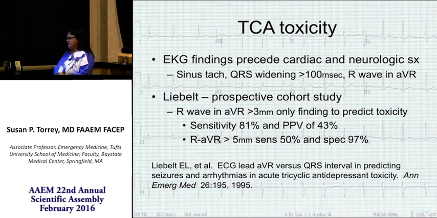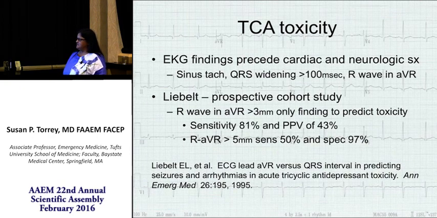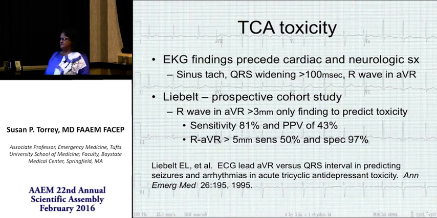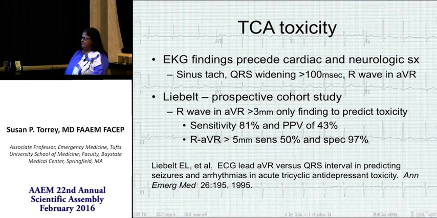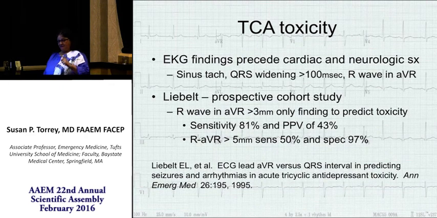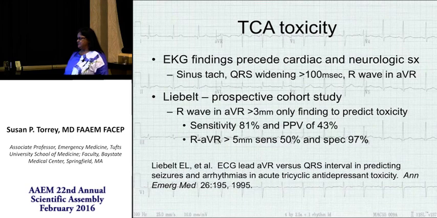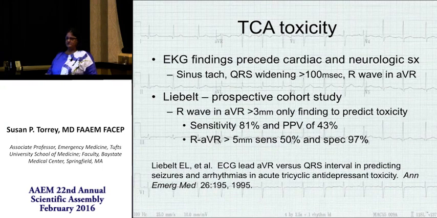And Liebelt published an article in our literature years ago where he found that an R wave in AVR, 3 or more millimeters, was the only finding that predicted toxicity from tricyclic antidepressants. It only had a sensitivity of 81% and a positive predictive value of 43%, but when you're looking at someone with a possible toxic ingestion, it's a very useful sign. If you increase the R in AVR to, say, 5 millimeters, as in the case I showed you, you get a specificity of 93%, but you're not going to see that too often.